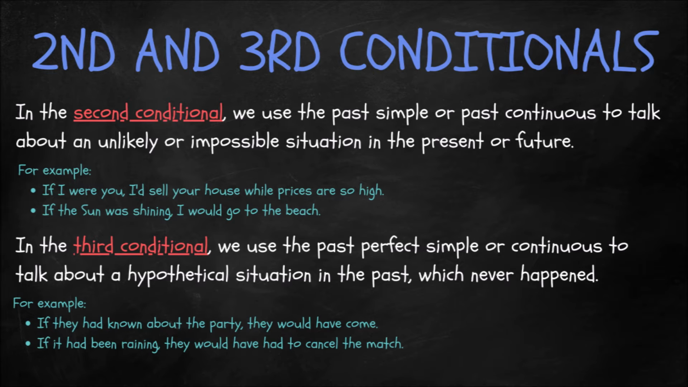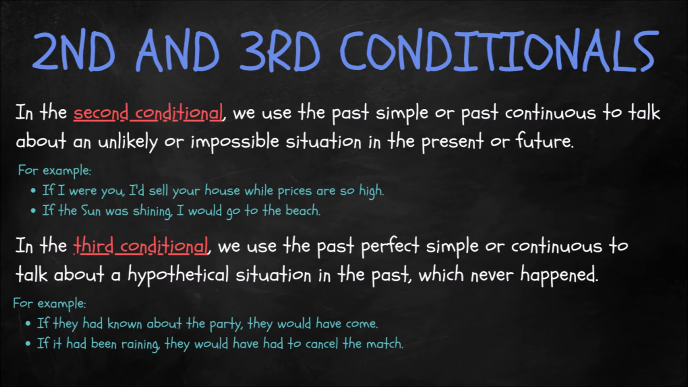Okay, I'm going to start with the second and third conditionals because I would say that most people are more comfortable with conditionals than other constructions like I wish and if only. So in the second conditional, we use the past simple or the past continuous to talk about an unlikely or impossible situation in the present or future. For example, if I were you, I'd sell your house while prices are so high. So remember that with the verb to be, it's a little bit different, especially in this set phrase, if I were you. You can use was or were.